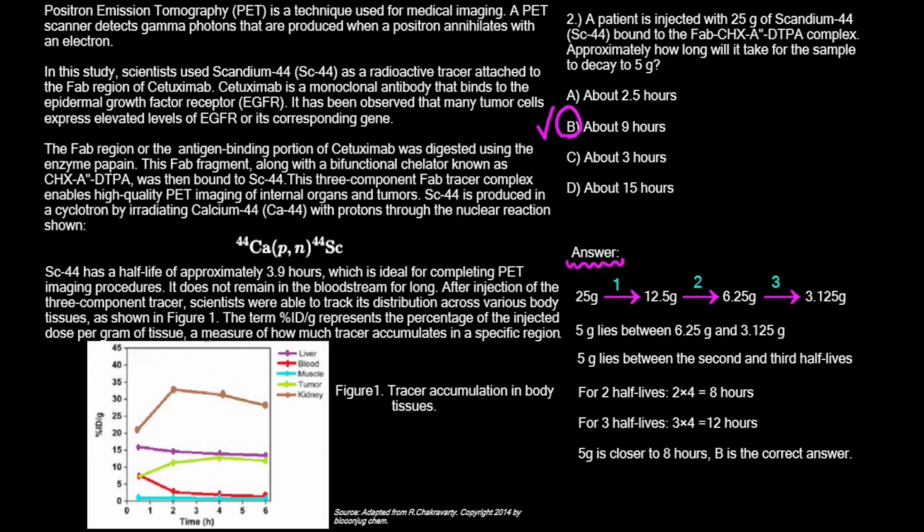Because we do not have a calculator on the MCAT, we can round 3.9 to 4 hours for easier estimation. So for 2 half-lives, 2 times 4 is equal to 8. And for 3 half-lives, 3 times 4 is equal to 12. Since 5 grams lies between 6.25 grams and 3.125 grams, the total time elapsed should be between 8 and 12 hours. It should be a little bit closer to 8 hours. Therefore, the best answer choice is option B, or about 9 hours.